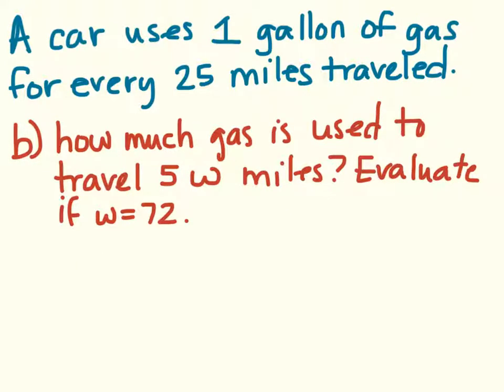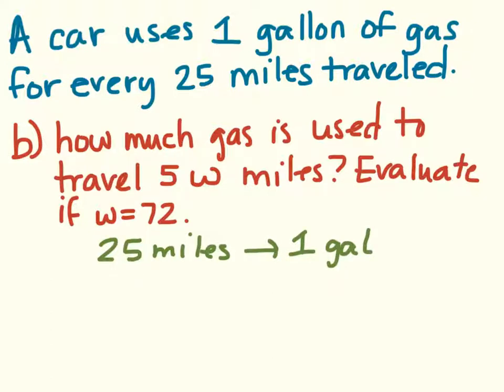Part B asks, how much gas is used to travel 5 W miles? Then we're asked to evaluate if W equals 72. So let's begin by figuring out how much gas we use to go 5 W miles. Once again, we begin with our statement, 25 miles equals 1 gallon.